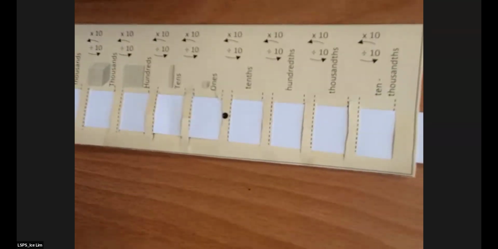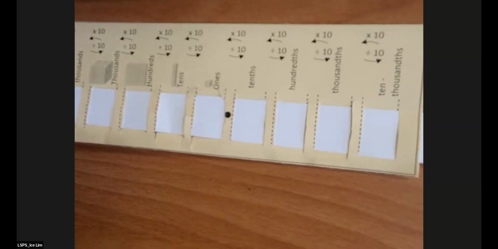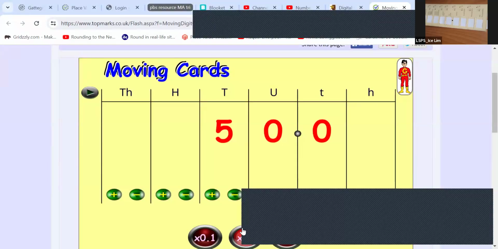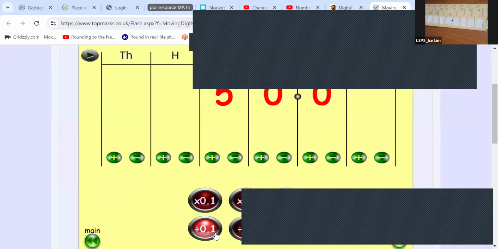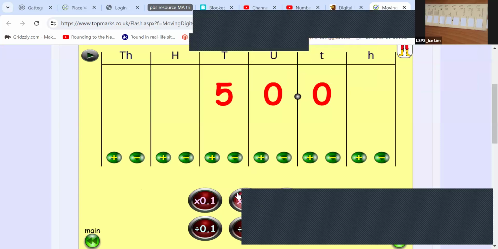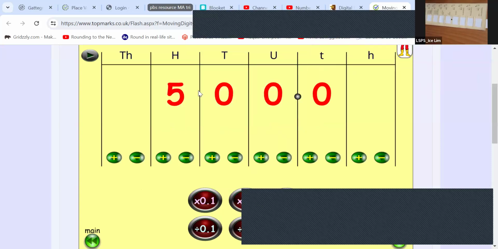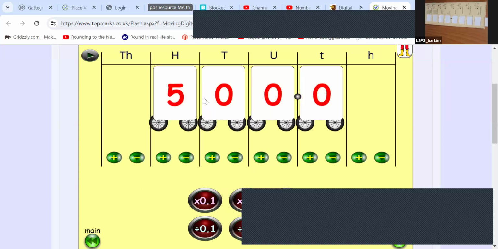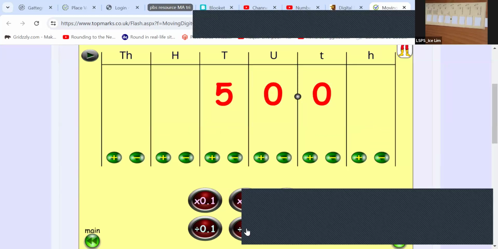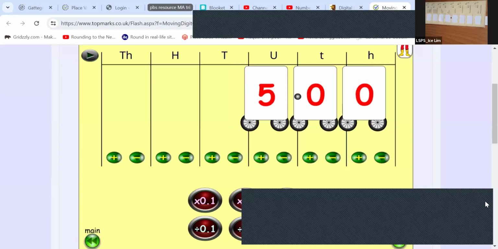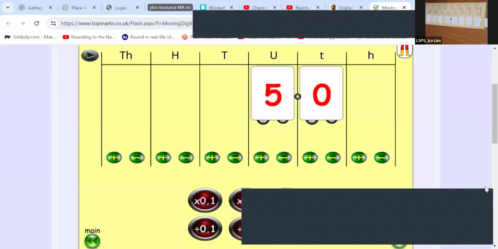So the same idea as moving cards. I'm moving the cards left and right. So when I multiply, I'm moving the number to the bigger place value. When I'm dividing, I'm moving the number to a smaller place value. Yeah. See? So this is like moving the number along the place value chart.